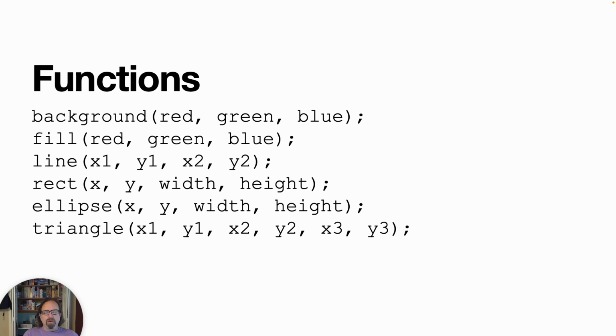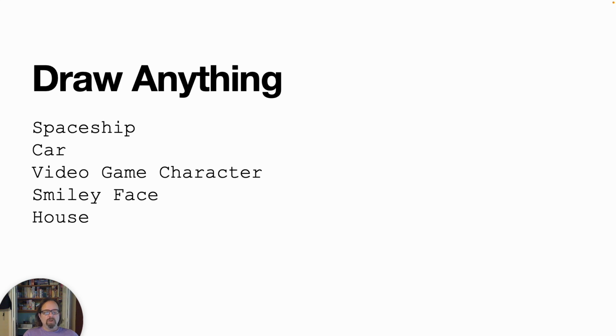So what we're going to do now is to use all those and actually draw something. So you can actually draw anything you want to. You can draw a spaceship, you can draw a car, a video game character, just a smiley face, or a house. So I recommend finding something you'd like to draw or something that you know. You can look up something else on the internet to see how it looks, but the best is just to try to do it from memory.